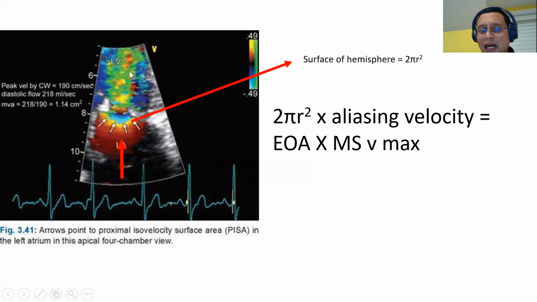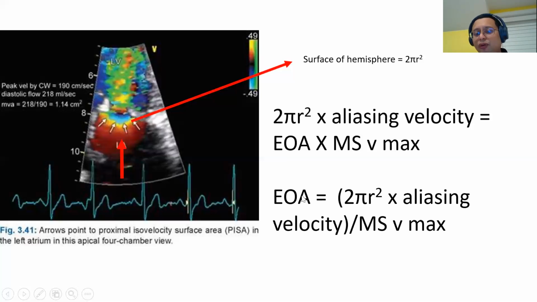The one coming out of the mitral valve is effective orifice area times the mitral stenosis max velocity. So you rearrange the equation. Your effective orifice area is equal to 2 pi r squared times aliasing velocity. Remember, in the exam, most of the time they won't state what the aliasing velocity is. They want you to know that you can look at the aliasing velocity on the picture that they provide you.